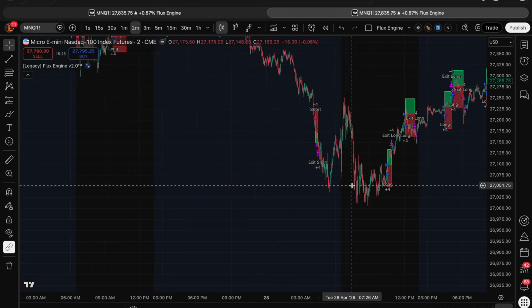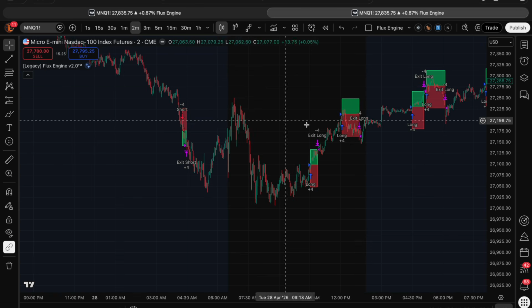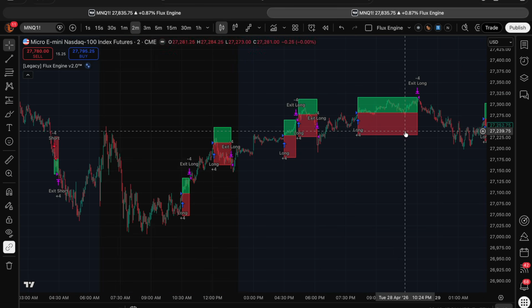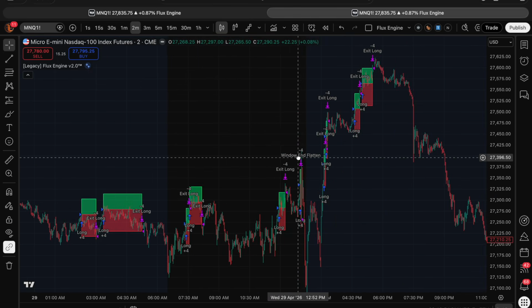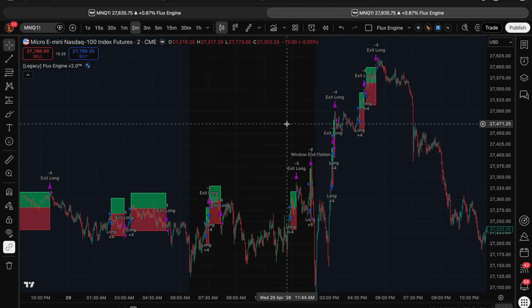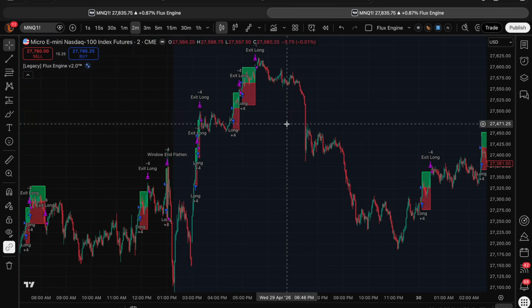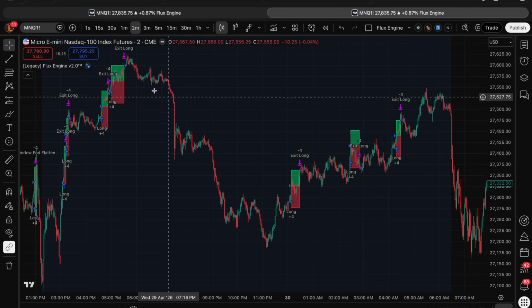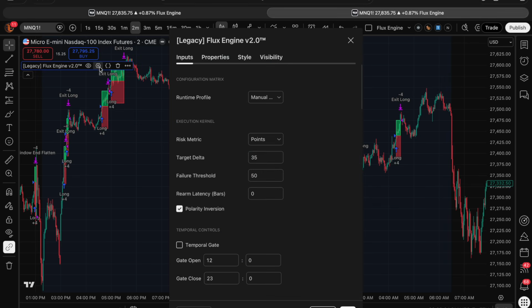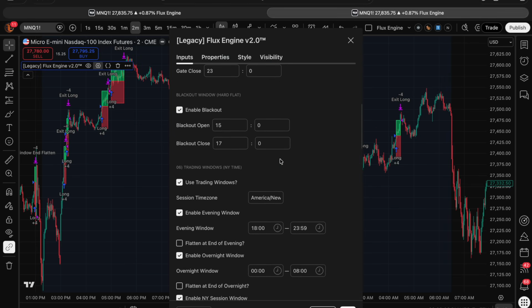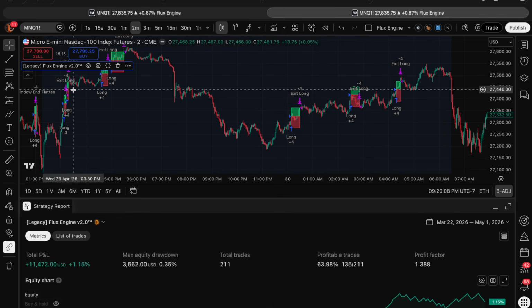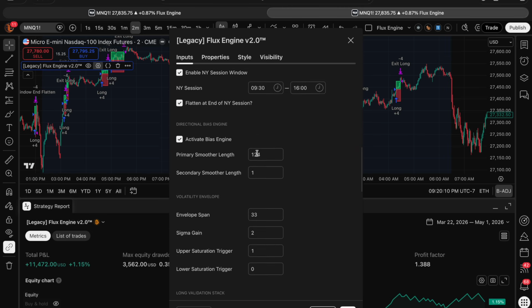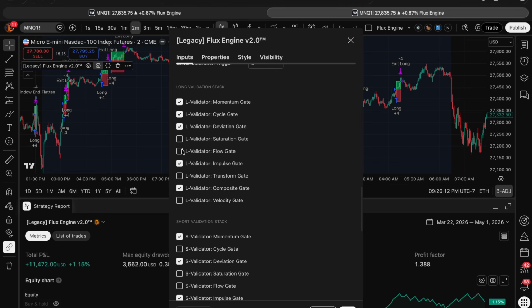So you probably don't want to let this Flux Engine run. There's no need to take all the signals. Maybe 1 or 2 signals of the Asia session is good enough. But yeah, always test this first on a demo account before you start applying this to an actual eval account or funded account. But there's not really much to it. You just look at the strategy report and select whichever ones you want.